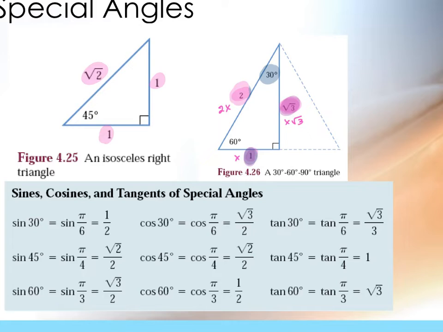If you prefer to set up a right triangle and find your trig functions of the special angles that way, you totally can. If you would rather go unit circle, you could do that too. So it's totally up to you what you want to do, as long as you can do one or the other.